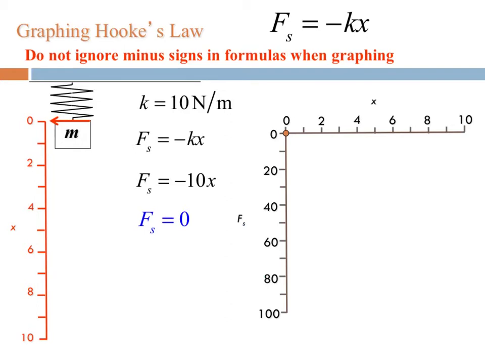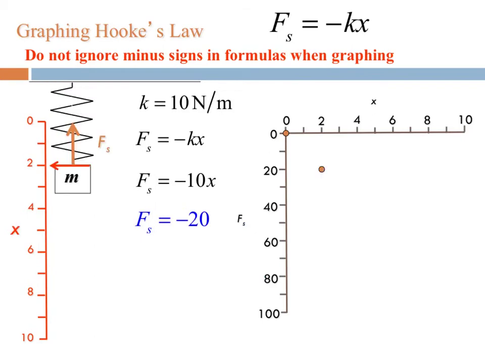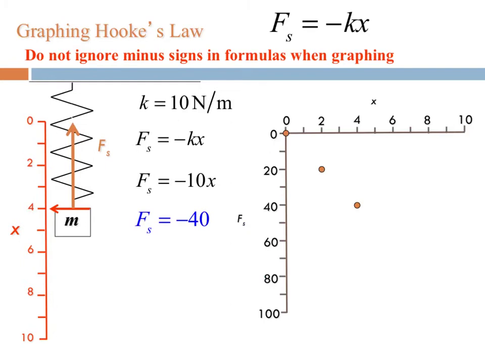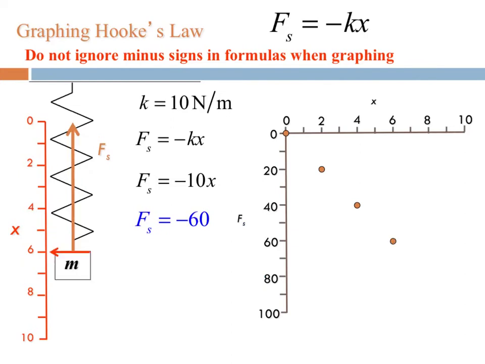So let's say you have a situation where k is equal to 10 newtons per meter. Here, we know that our force of our spring is equal to negative kx, so I can put a negative 10, and here in this situation we don't have any displacement, so our force of a spring would be equal to 0. Let's say that my object has now been displaced 2 meters, then my force of the spring is now negative 20 newtons. If it's displaced 4 meters, then it is a spring force of negative 40. So you should start to notice that proportional relationship. As x increases, so does my spring force.